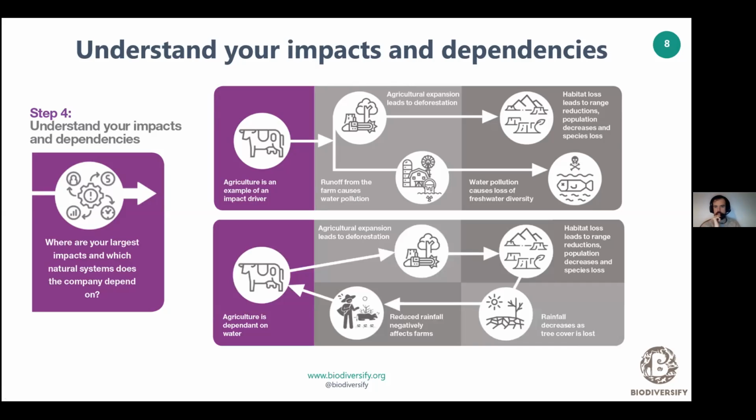And the dependencies are the flip side of this. So, if you're having rampant deforestation and pollution, then your leather supply is going to be under threat. So where you depend on the natural world for your supply chain.